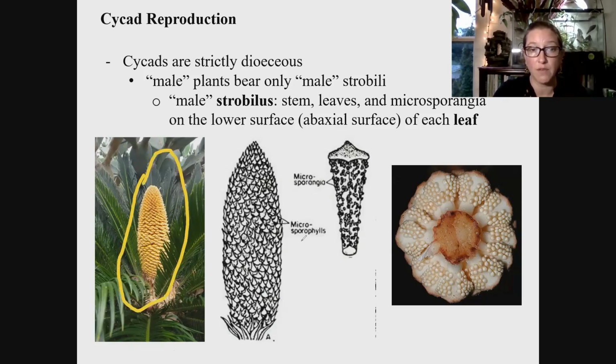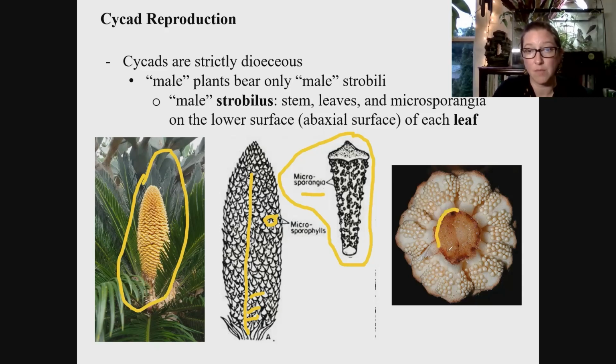If we look at a drawing of it, it's a stem, right? So there's a stem in here with all these tiny little leaves on it. And each of those tiny leaves bears sporangia. They bear microsporangia because they're going to make microspores. So if we were to rip one of these tiny leaves off, this is what it looks like. And all these little dots on the bottom side of the leaf are the microsporangia. Here's what it looks like in real life.